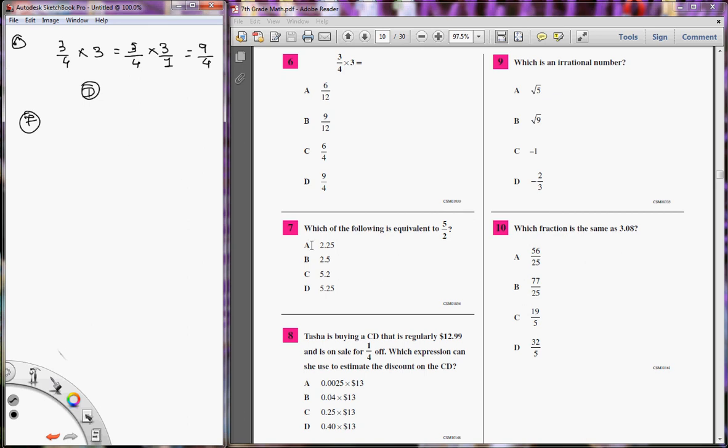Question 7: Which is equivalent to 5/2? That's 2.5. That's very simple. 5 divided by 2: 2 times 2 is 4, 1 left over, you cannot divide it, so you carry 0 here, 10, and you get 2.5. Number 8: Tasha is buying a CD that is regularly $12.99 and is on sale for 1/4 off. Which expression? 1/4 is equal to 0.25, and they are making 12.99 equivalent to 13. So that is simple: 1/4 equals 0.25 times 12.99, which can be written as 0.25 times $13. So the answer will be C here.